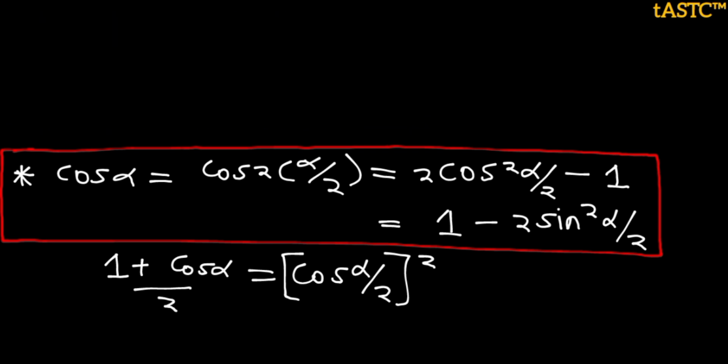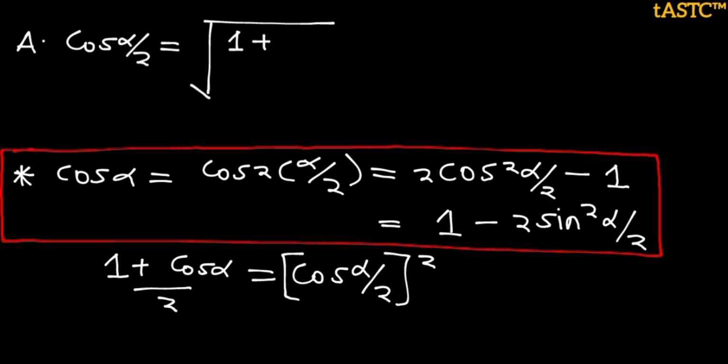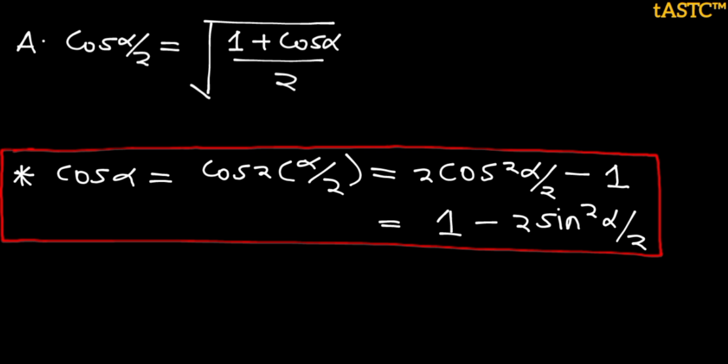So with that, we have the first half angle formula. I'm going to write it here. Cos alpha divided by 2 is going to be the square root of 1 plus cos alpha divided by 2. This is the first half angle formula. Now we could also find the other one, in terms of sine alpha divided by 2, if we used the other form. So let us try to do it.